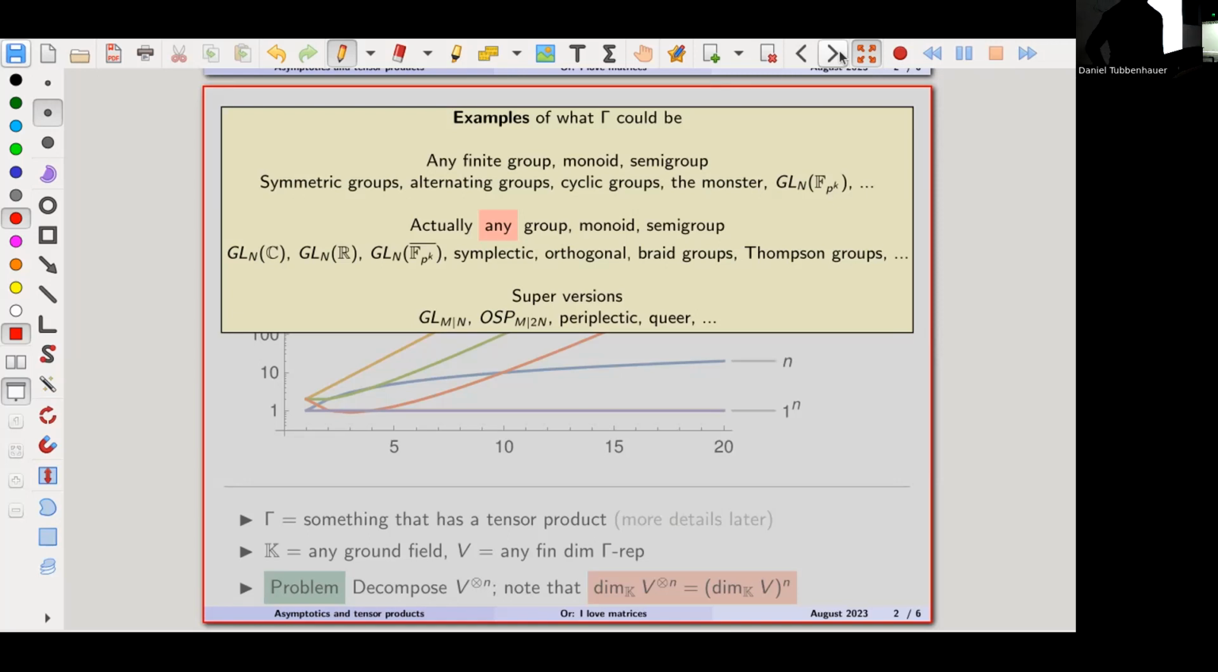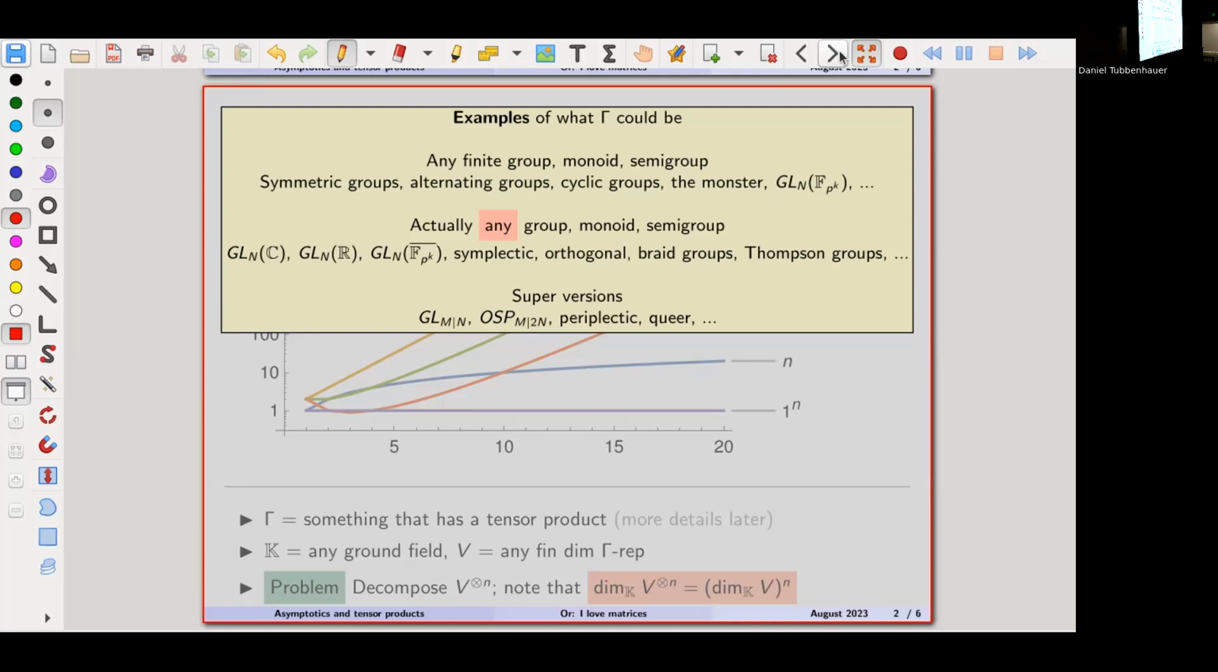It doesn't need to be a finite group. It can be any semigroup. It's a really general setting. It can be super versions. A lot of people like super algebras or supergroups. It can be super semigroups. So gamma is essentially anything such that my question makes sense.